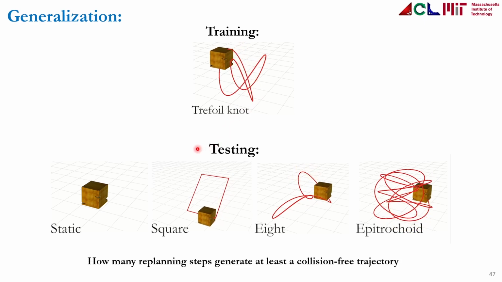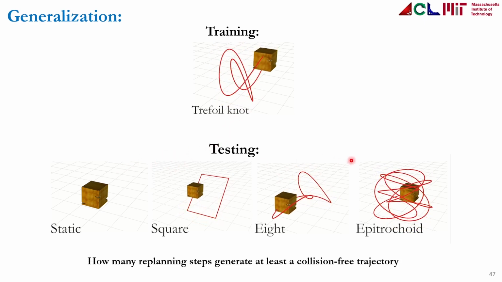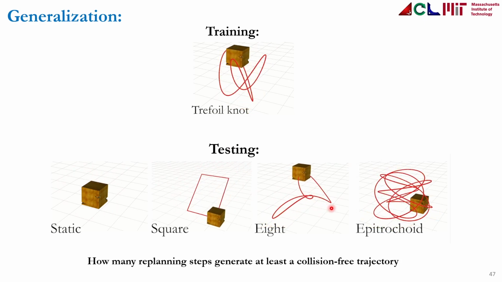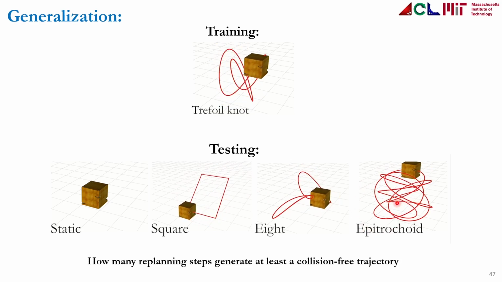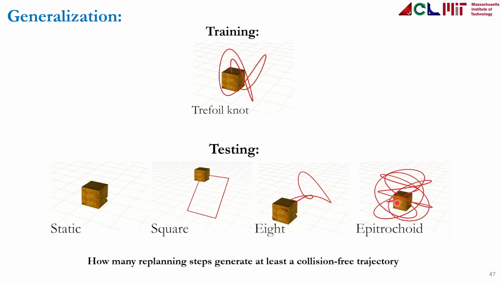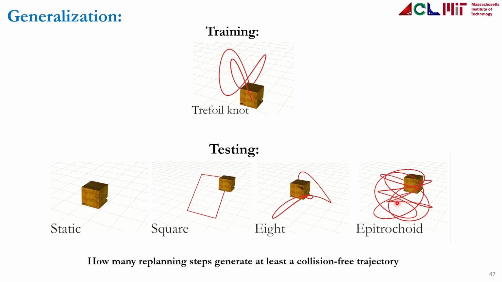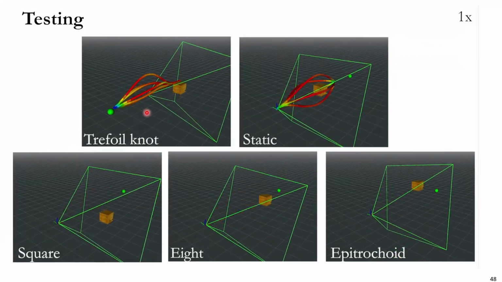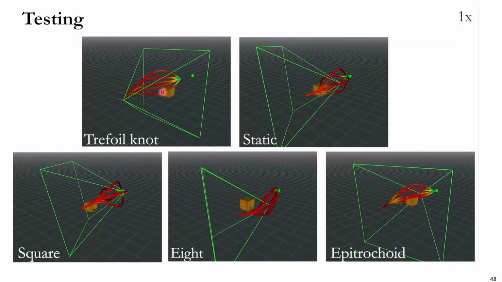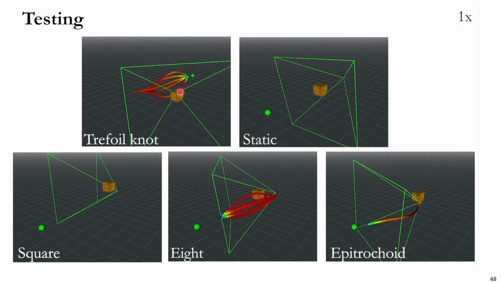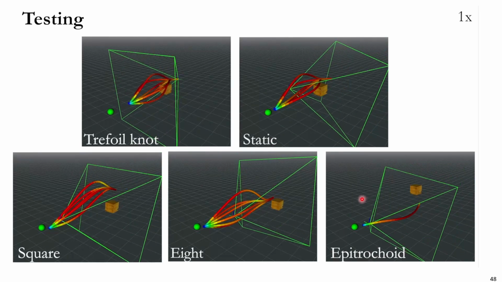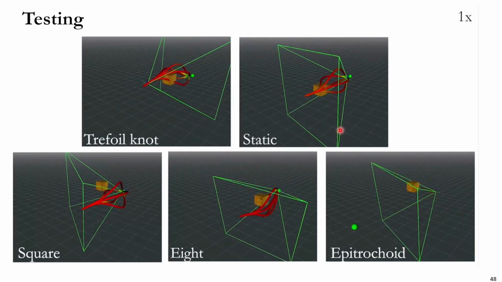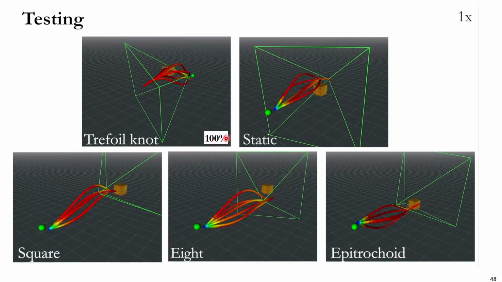And here we test the trained policy with these other 4 different trajectories: when the obstacle is static, or when the obstacle is following a square, an 8, or an epitrochoid. And we look at the amount of replanning steps that are able to generate at least 1 collision-free trajectory. And these are the results. So in this first video over here, we deploy the trained policy in an environment where the obstacle is following the same trajectory as the one used for training. And then in these other 4 videos, we deploy the trained policy in an environment where the obstacle is following a different trajectory.